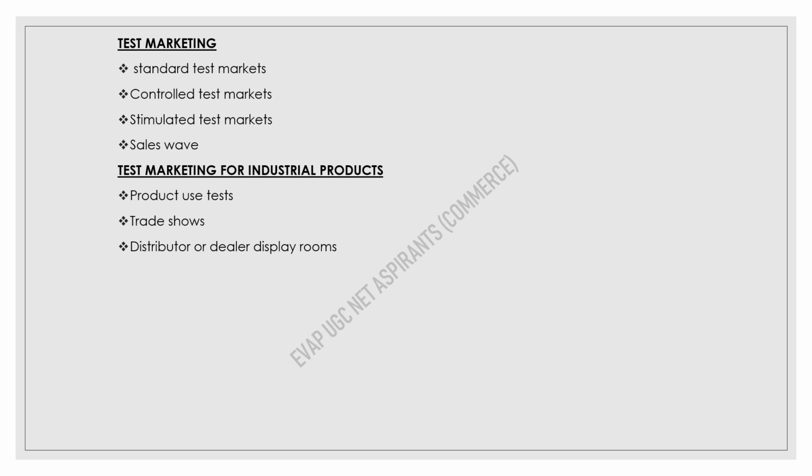Then test marketing for industrial products. In industrial products, how is test marketing done? First, product use test. It is similar to samples. Samples may be provided. Then trade shows by organizing trade fairs. Then distributor or dealer display rooms, by way of displaying the products in a display showroom. That is called distributor or dealer's display room. This is test marketing for industrial products.